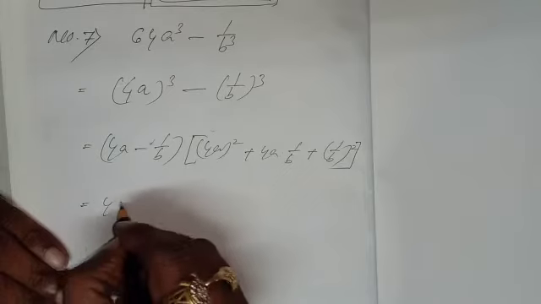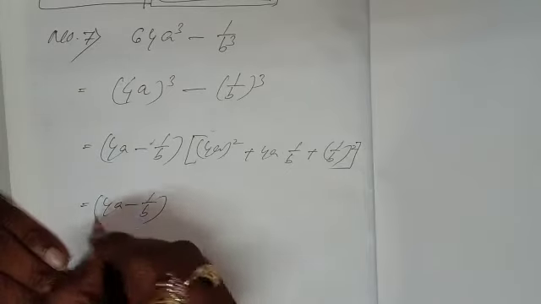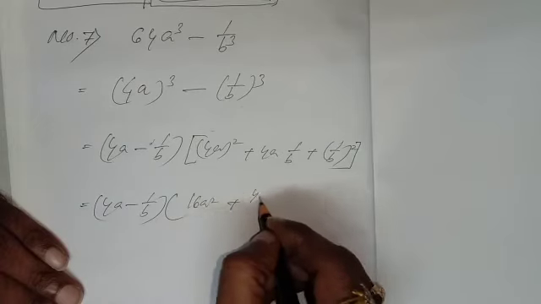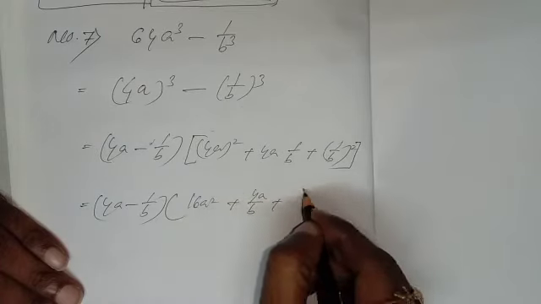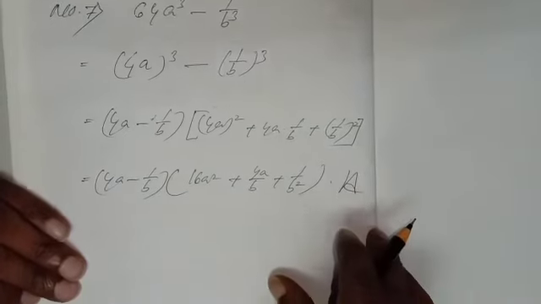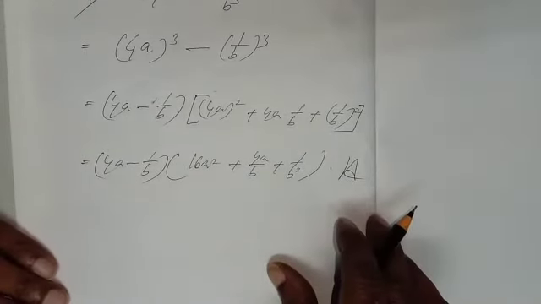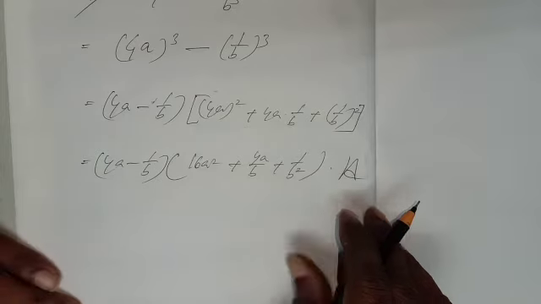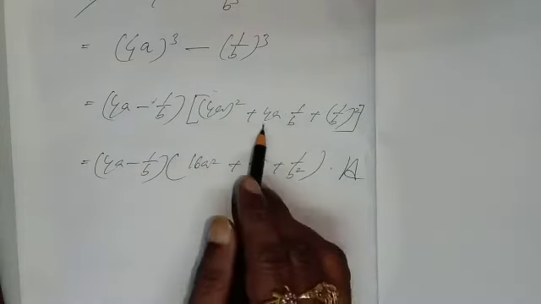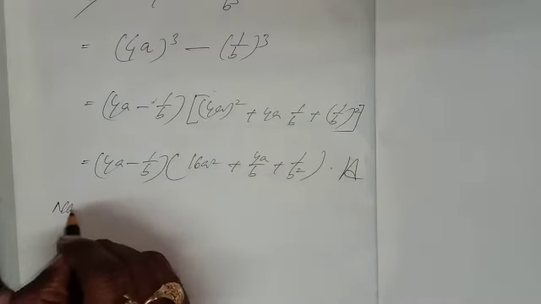Now tell the answer. 4a minus 1 by b, and this is 4a whole square, that is 16a square plus 4a by b plus 1 by b square. This is the answer of number 7 of exercise 4D, chapter factorization, using the formula a cube minus b cube. The formula is a minus b whole into a square plus ab plus b square. Let us go to number 8.